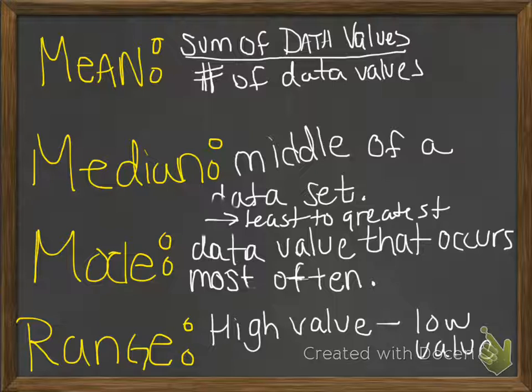Your mode is just the data value that occurs most often. Keep in mind that you can have no modes, one mode, or many modes. If your data set doesn't have any values that occur more than once, you would say that you have no modes. And finally, the range is just the highest value of your data set minus the lowest value.